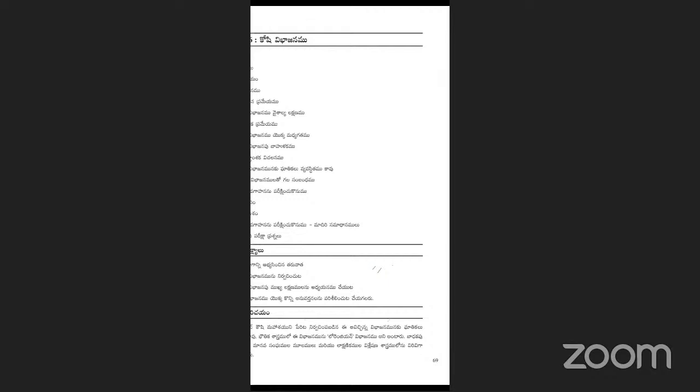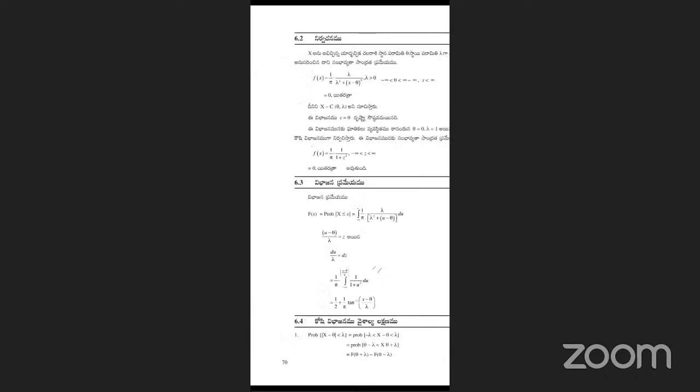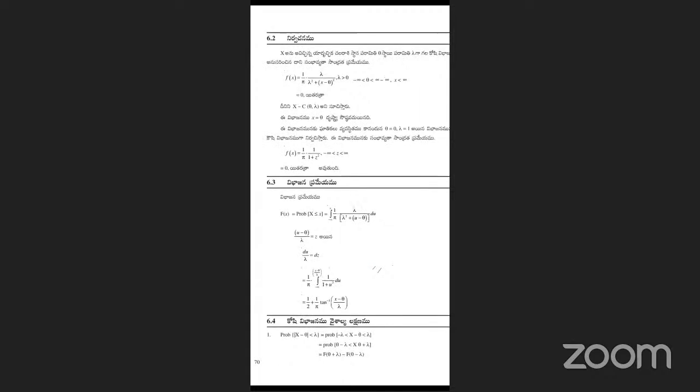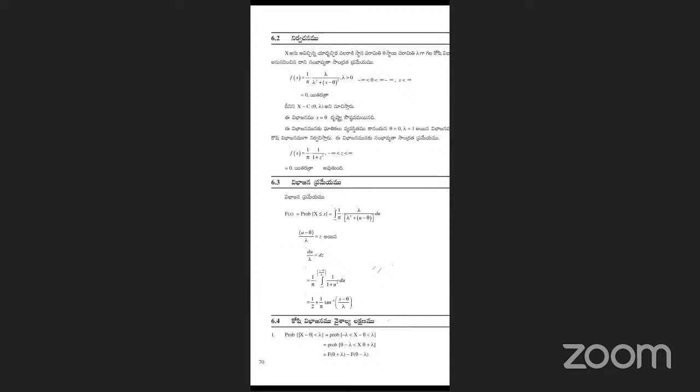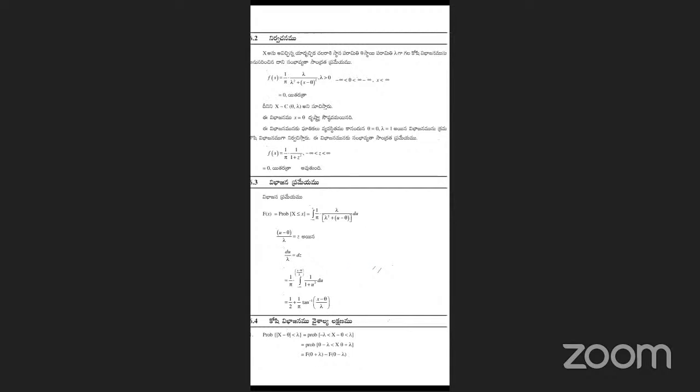So this is 1 by pi, lambda by (lambda squared plus (x minus theta) squared), where x follows C(theta, lambda), then median equal to theta. So that is theta equal to 0, lambda equal to 1, where f of x equal to 1 by pi into 1 by (1 plus x square). So next, cumulative distribution function, probability of X less than or equal to x. So then, the distribution function: we know that for any distribution function, the fundamental property is what? Capital F of x is equal to probability of X less than or equal to x.